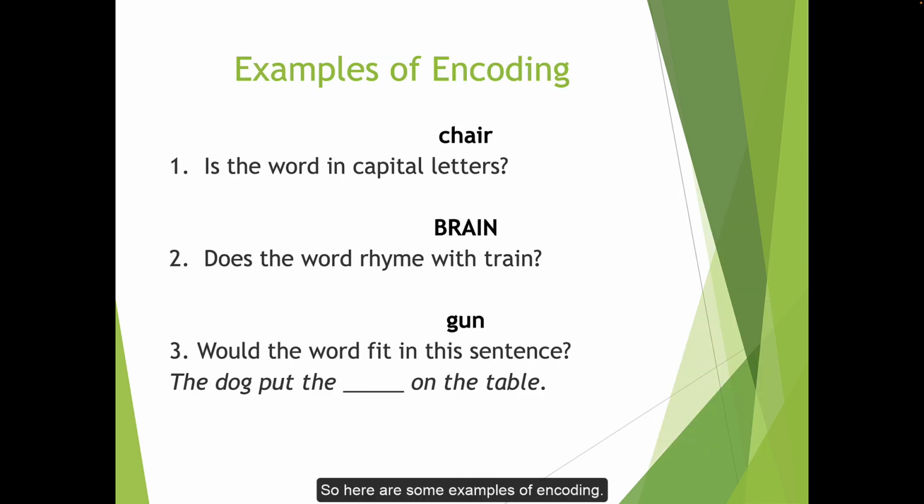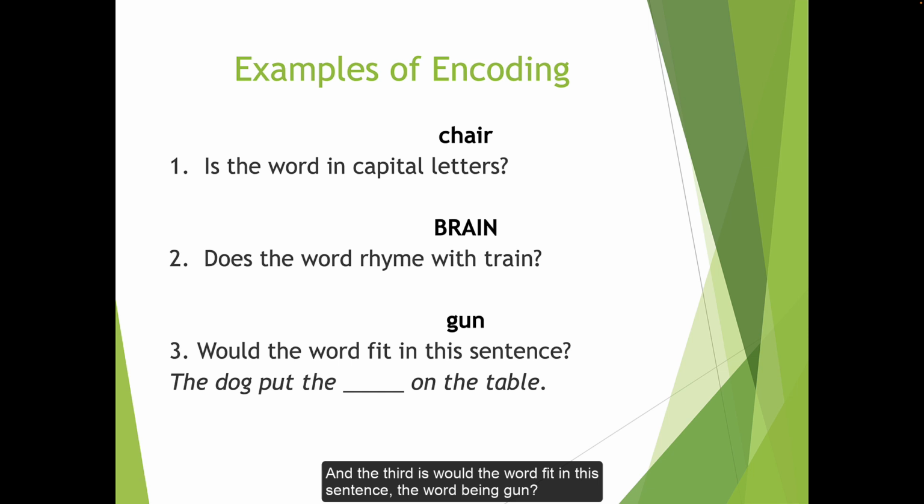So here are some examples of encoding. Chair. Is the word in capital letters? No, it isn't. This is visual encoding because we're just paying attention to what the word chair looks like. Two. Does the word rhyme with train? And the word here is brain. The answer is yes, it does. Brain and train rhyme. This is an example of acoustic encoding. You're only paying attention to what it sounds like.